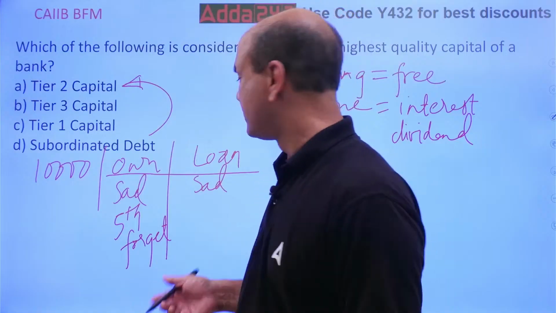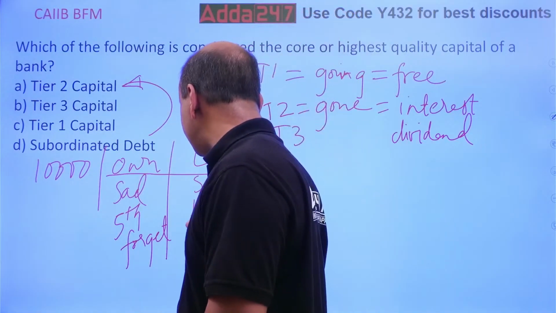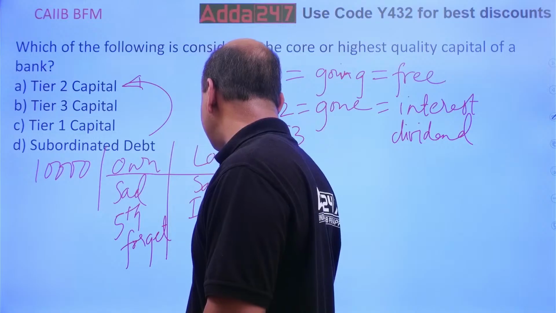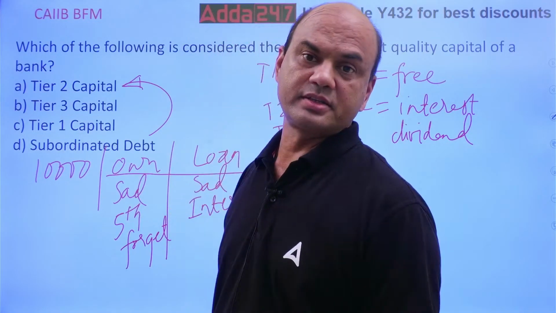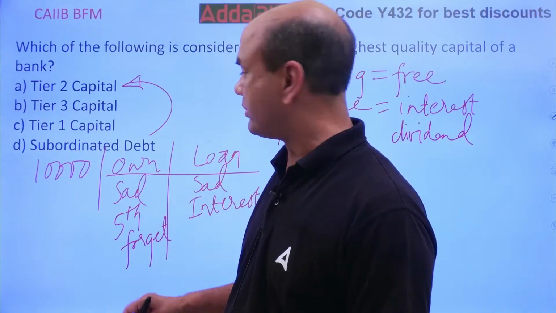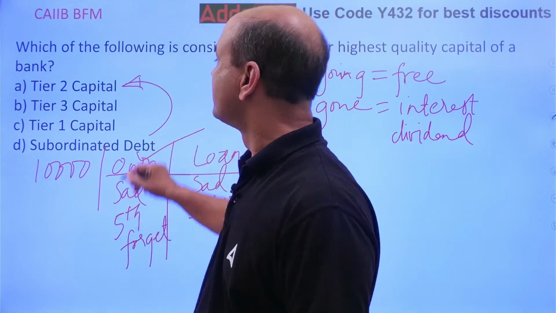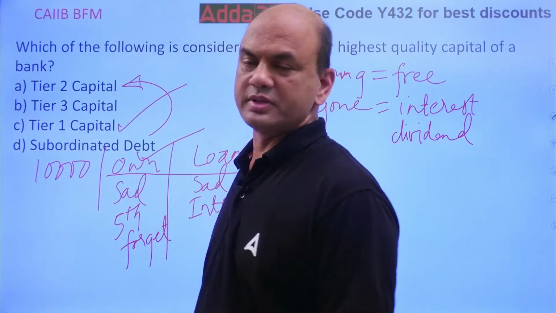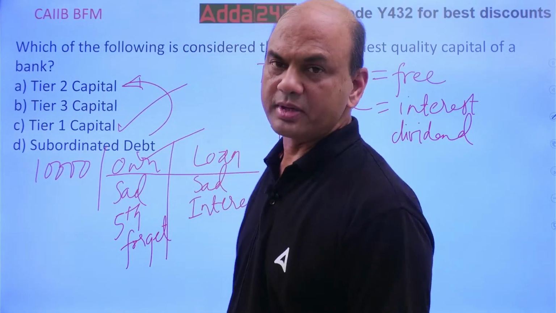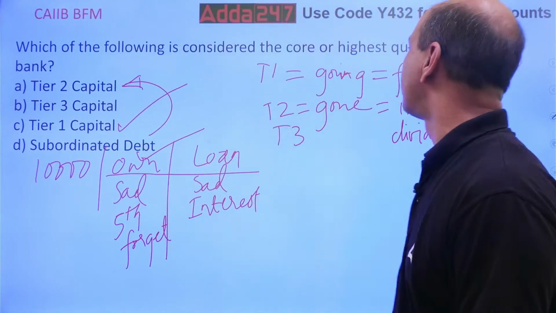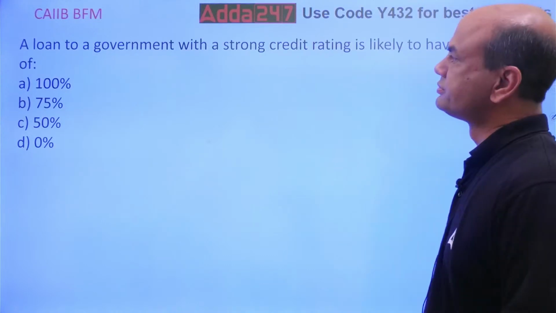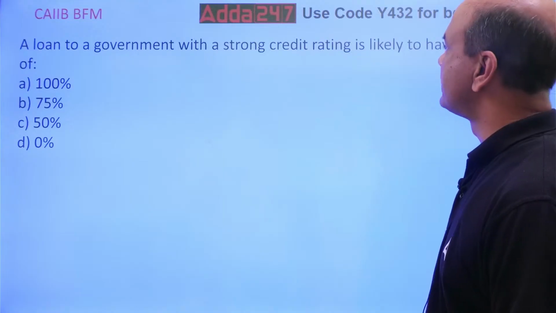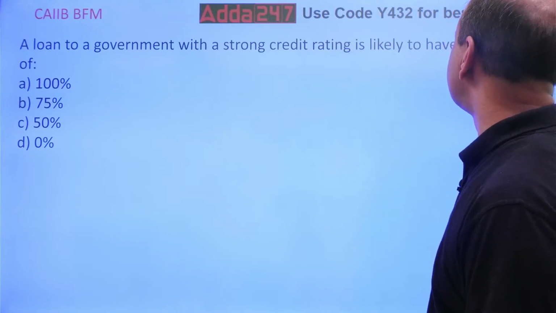Not possible. You will have to pay the interest, even though you don't have money. Your money is also gone and you'll still have to pay the interest. So which is better? Better is your own money. So tier 1 capital is the best one. Tier 1 capital is considered the highest level of capital, or core capital.